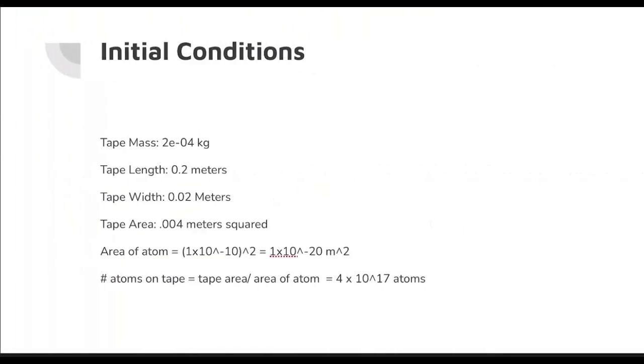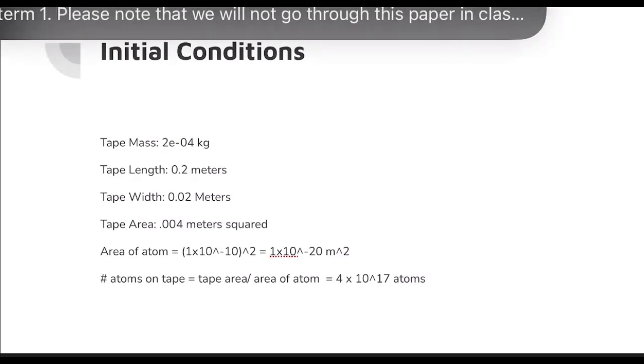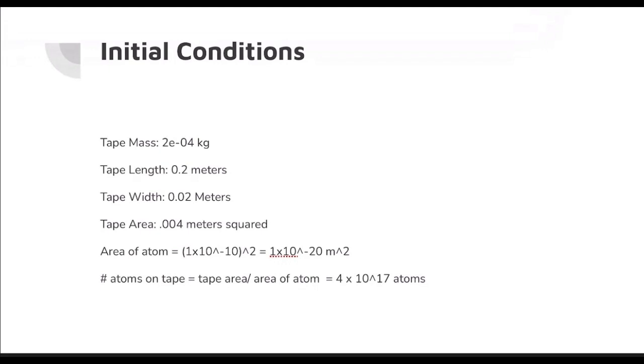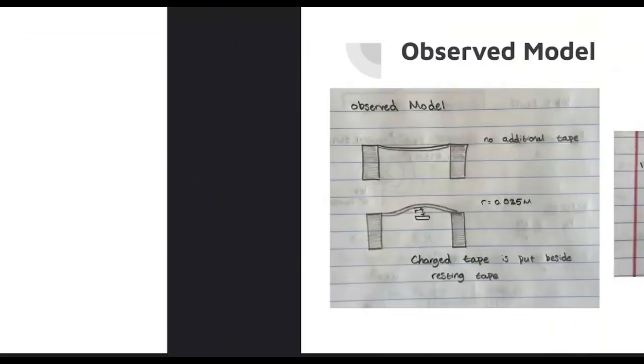The initial conditions were that the tape mass was 2 times 10 to the negative 4 kilograms, the tape length was 0.02 meters, and the tape's area was 0.004 meters squared, and we found this by multiplying the length times the width. The area of an atom was found to be 1 times 10 to the negative 20 meters squared, and the number of atoms on a tape was found by dividing the tape area by the area of an atom, which was found to be 4 times 10 to the 17 atoms.